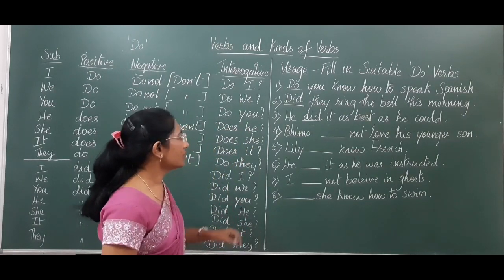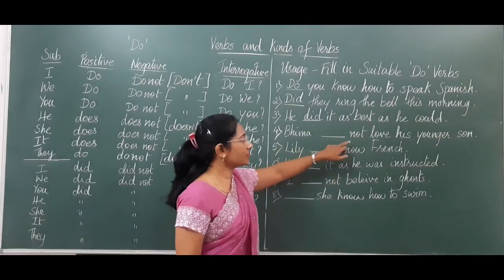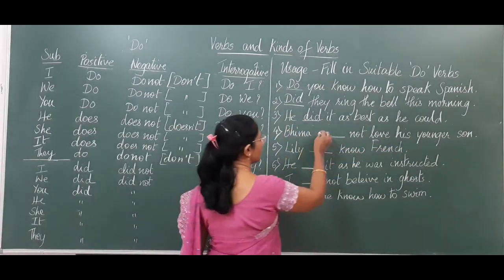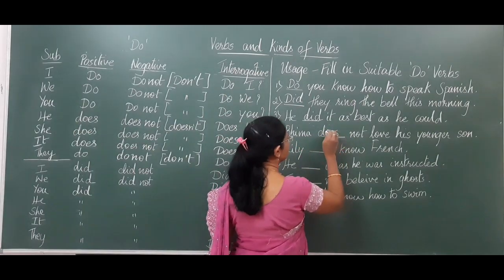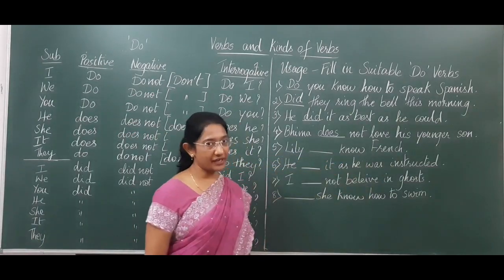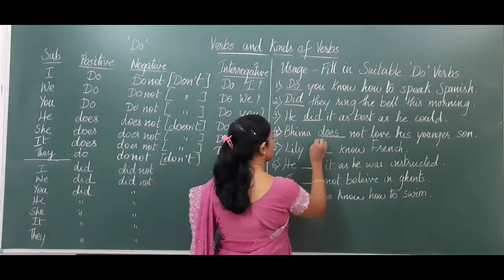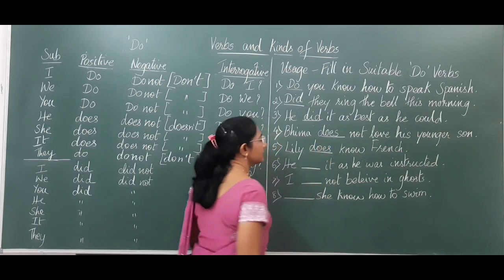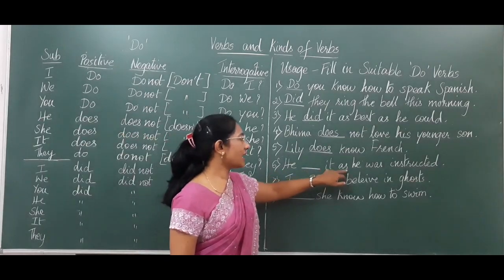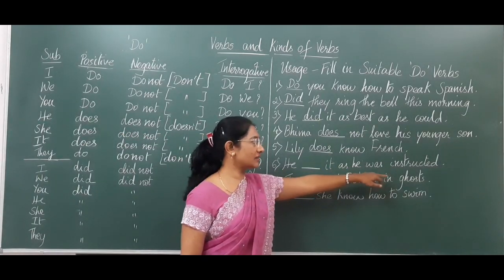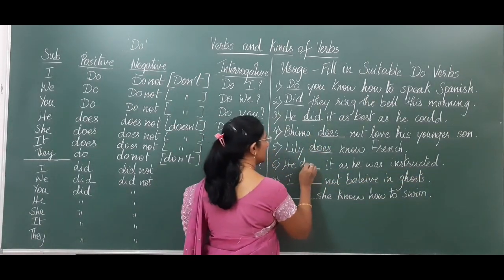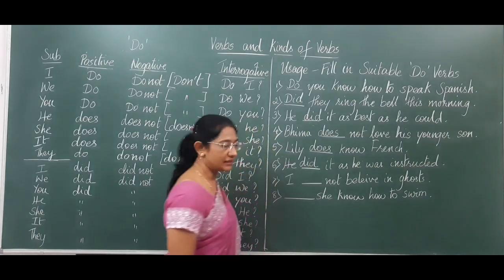Next, Bhima dash not love his younger brother. If it is in present tense, Bhima does not. Lily dash know French can be told as does know French. He did it as he was instructed. The word instructed is in past tense. So, we use the past do verb as did.